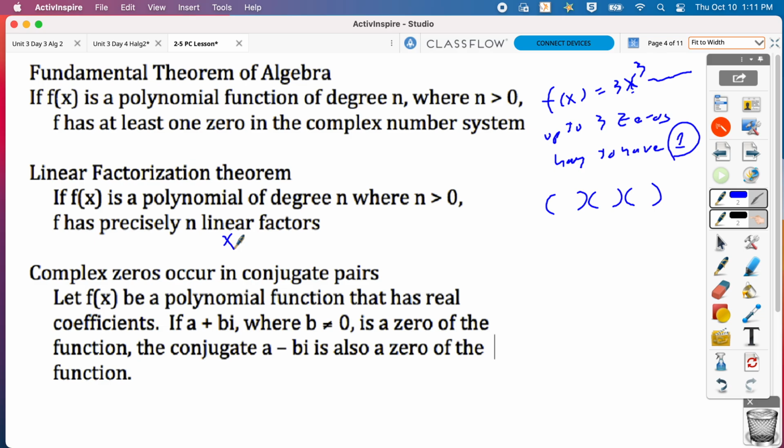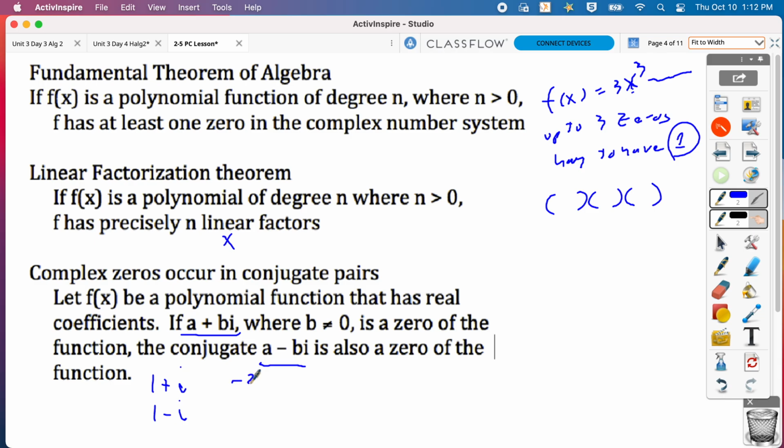And the last one, the complex zeros occur in conjugate pairs. We can all read that, but all this one says is if we have one imaginary answer, a plus bi, we automatically get the second, a minus bi. Imaginary answers always come in pairs. 1 plus i gives you automatically 1 minus i.